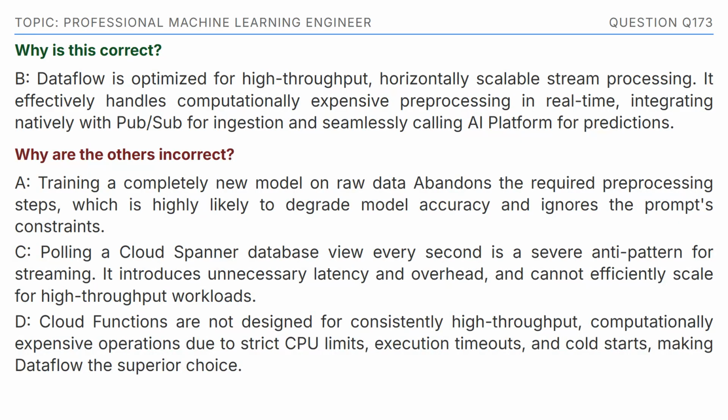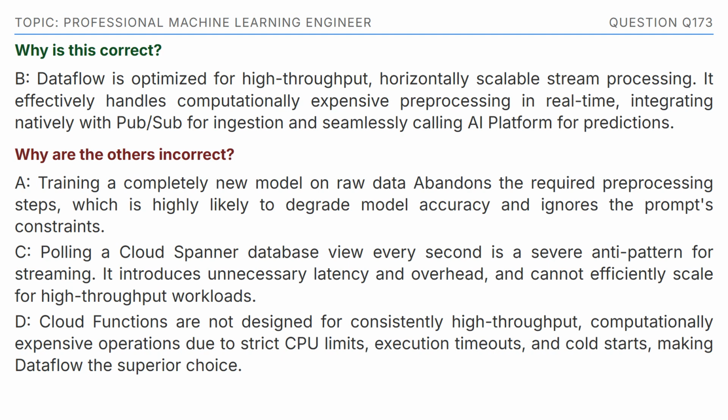Why is this correct? B. Dataflow is optimized for high throughput, horizontally scalable stream processing. It effectively handles computationally expensive pre-processing in real time, integrating natively with Pub/Sub for ingestion and seamlessly calling AI Platform for predictions. Why are the others incorrect?